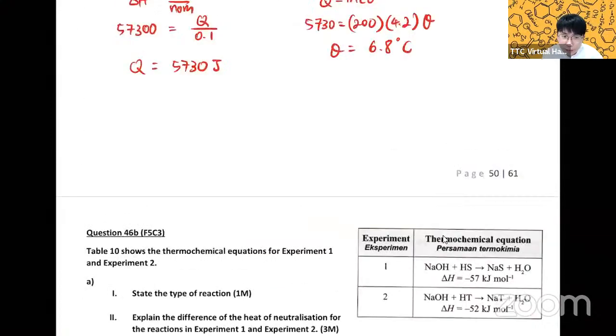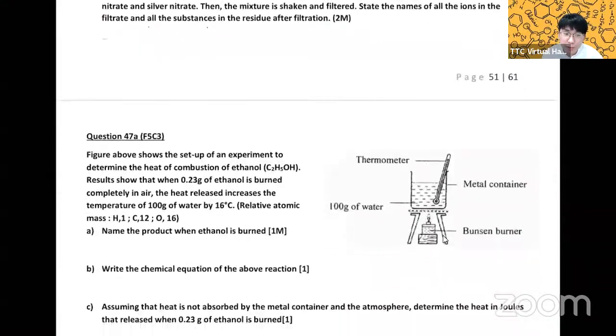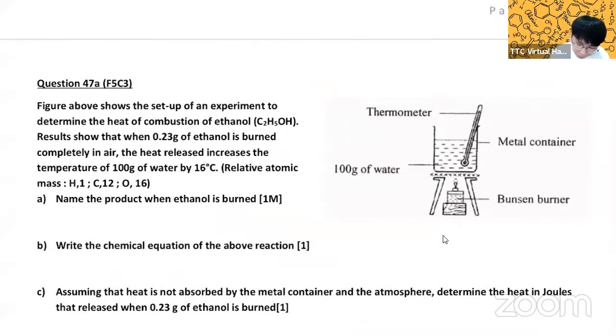Okay, then I will skip the next one because it's also neutralization. So I'm going to do the next one, which is page number 52. On page 52, we are looking at heat of combustion. Heat of combustion is slightly different because the heat is not released directly into your chemical. You're actually burning your fuel to produce heat, and that heat is sent into your water bath. So usually when you measure heat of combustion, you cannot measure the heat of the fire. You cannot measure the heat of the fuel.